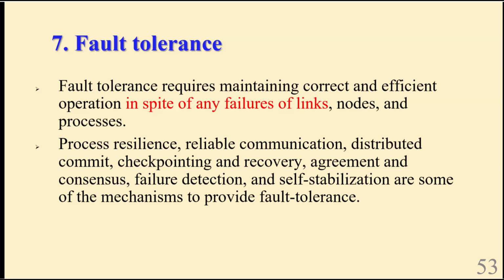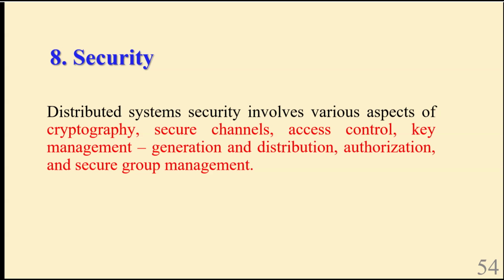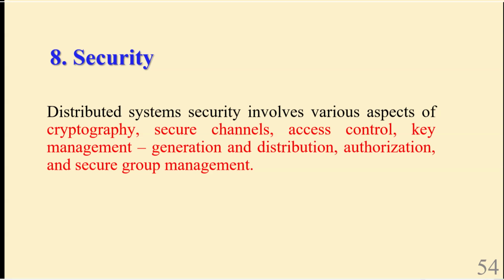Then we have security. Distributed systems communicate through the network, and therefore security is very essential. Security usually includes authentication, authorization, encryption, data integrity, confidentiality, and all those things. For example, online banking. If there is no encryption, hackers could easily steal the passwords. There is no safety in that, there is no security in that.